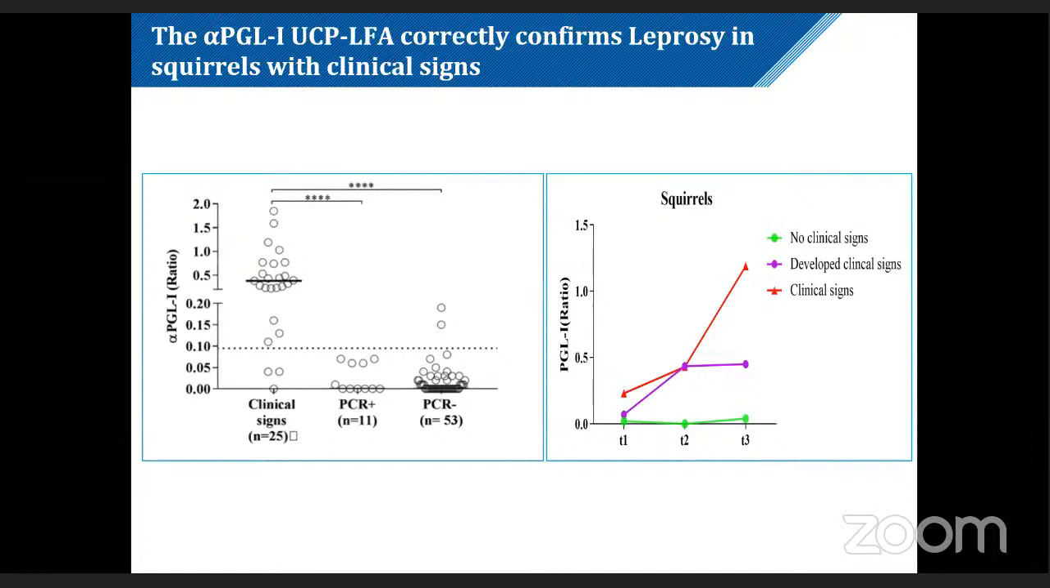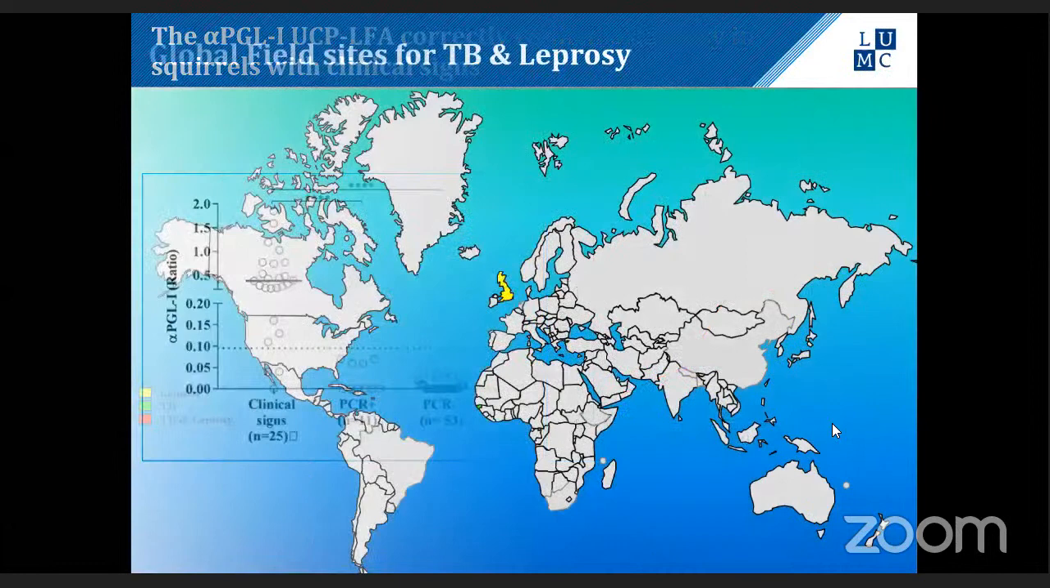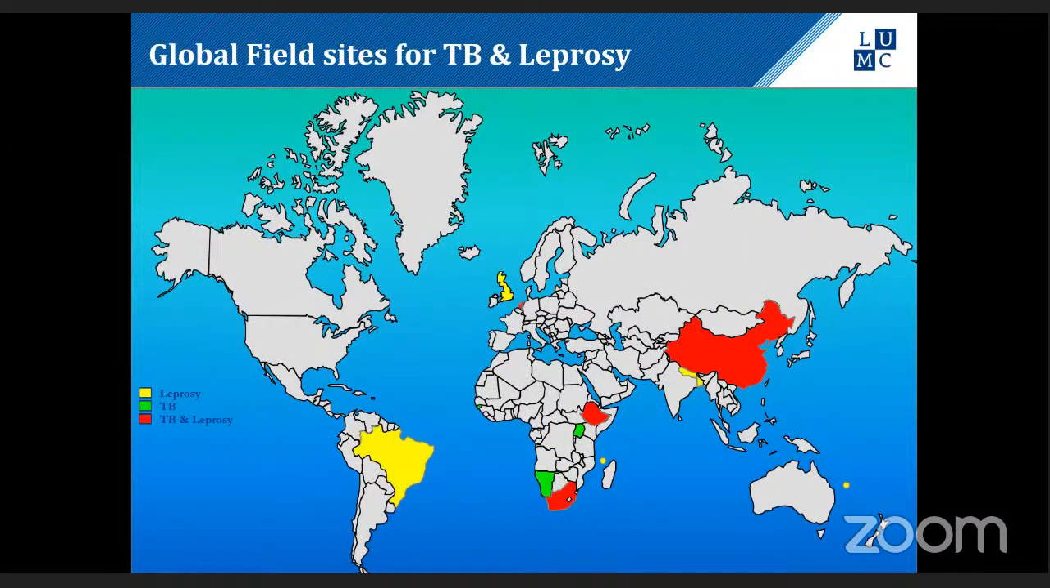And in addition, what we also saw is that if the clinical signs developed and increased in time, the PD-L1 ratio also went up. And so we can not only measure PD-L1 UCP lateral flow in humans, but also in red squirrels. Anyway, this will not be a major application because we focus mainly on humans. And besides leprosy, also for TB, obviously not measuring anti-PD-L1 antibodies because they're very leprosy specific, but using other markers and other combinations of biomarkers.